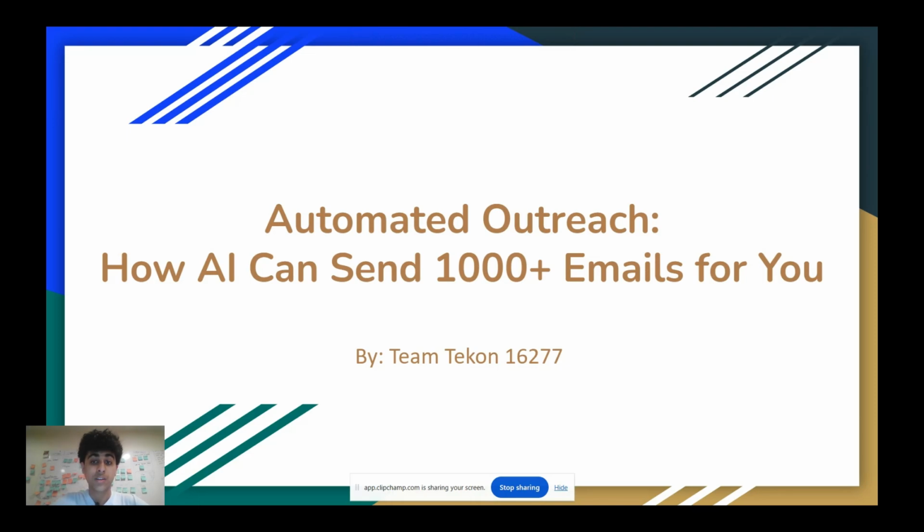I'm from Team TechOn 16277, and today I'm going to talk about how we used AI to send 1,000-plus emails to our sponsors for outreach. We did this because we're able to send a bunch of emails at once, and that increases our sponsorship opportunities, which is something that we can't do as well manually.